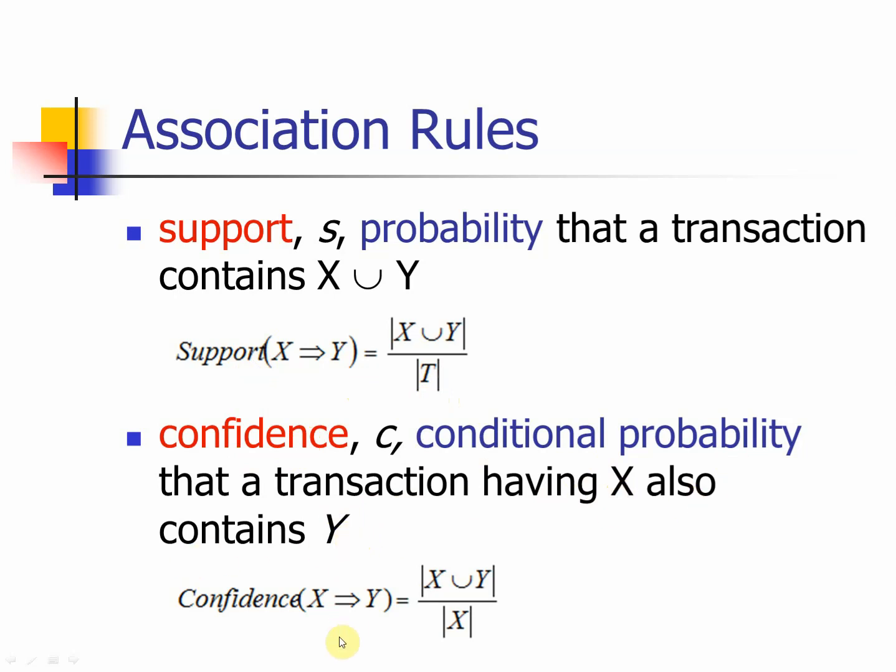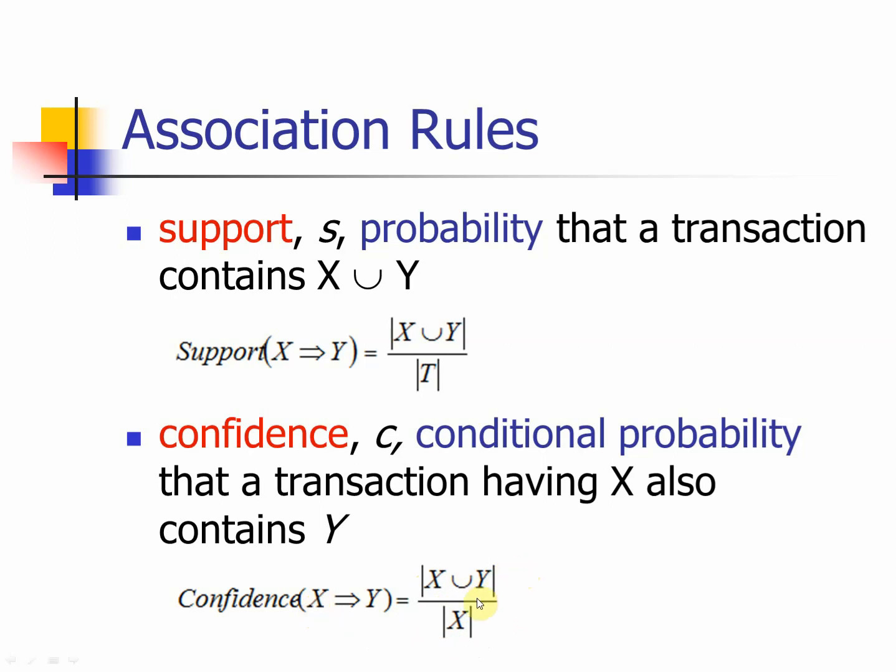So you can see that for the equation of the confidence, when X and Y union together, how many times X and Y, milk and bread, are purchased together, is divided by the number of purchases of the precedent. So instead of the absolute value of T, here it is the absolute value of X, indicating the precedent of the association rules that we want to find.